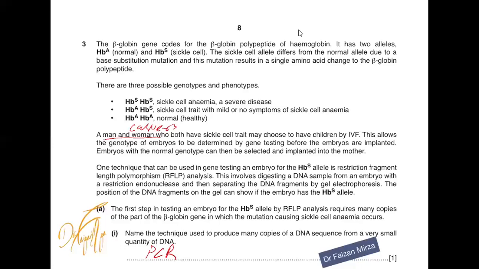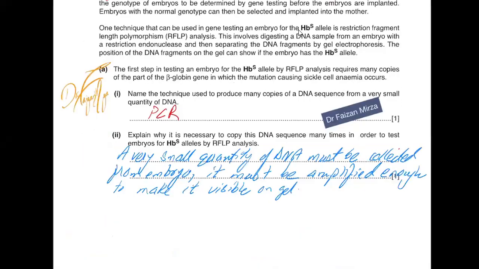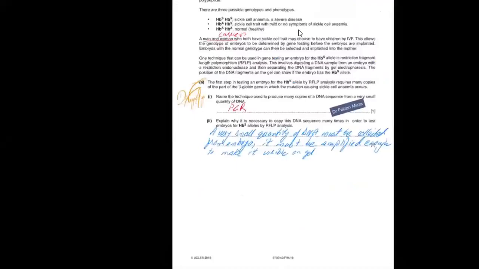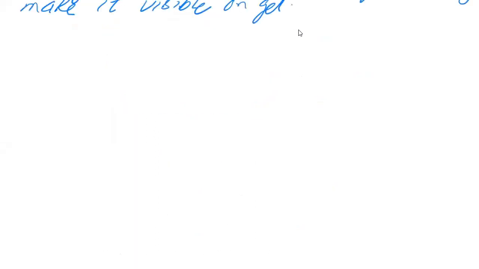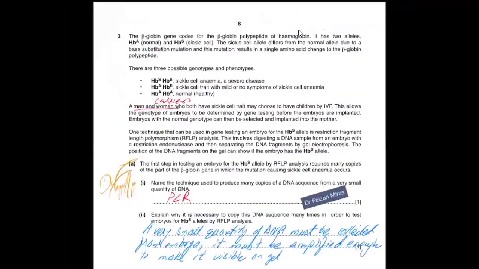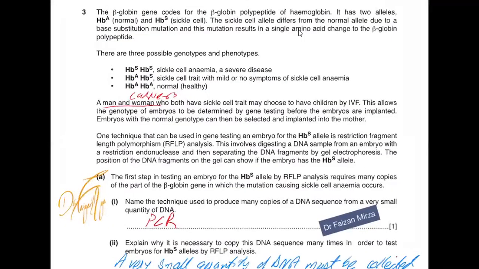So this question came in Feb/March 2018, variant 42, and it deals with how HbA and HbS carriers can still have healthy kids. They are saying beta globin polypeptide, hemoglobin, 2 alleles, HbA and HbS. We know this very well. There are three possible phenotypes. This is sickle cell anemia, this is sickle cell trait, and this individual is normal.